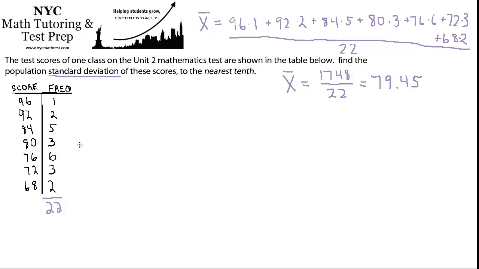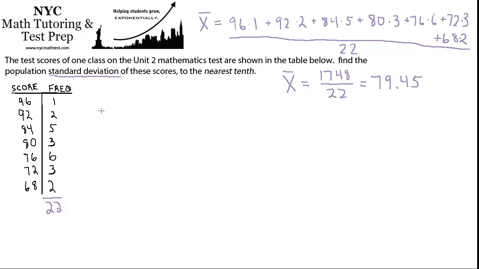Now the standard deviation is a little trickier. So to get the standard deviation, we have to find out the distance or the difference between each of the scores and the average. And then we have to square those differences, add them all together, divide by the number of students, and at the very end take the square root.